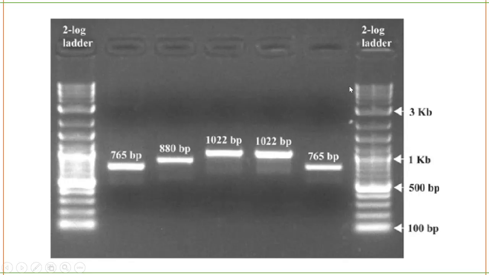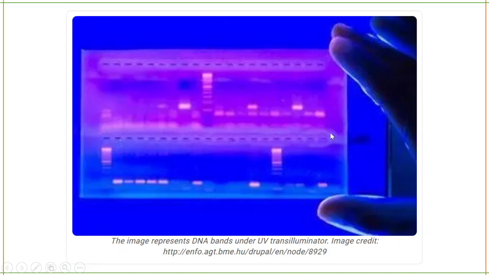So similarly your ladder will also be there. The ladder will be starting from lower molecular size, that is lower base pairs, to higher base pairs. So at the end of the gel it will be low base pairs, and at the top it will be high base pairs. Okay, remember this.